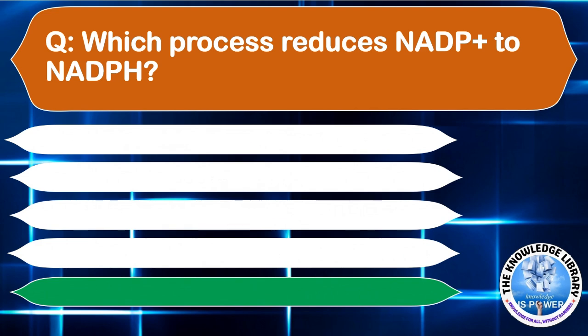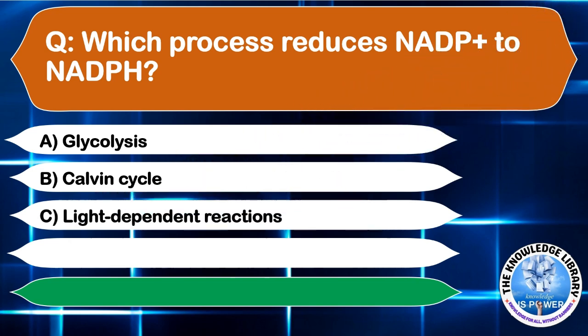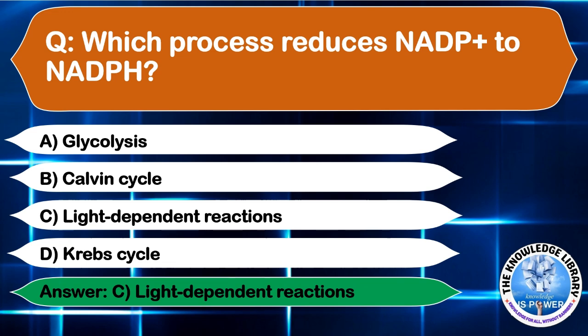Which process reduces NADP+ to NADPH? Option A, glycolysis. Option B, Calvin cycle. Option C, light-dependent reaction. Or option D, Krebs cycle. The correct answer is option C, light-dependent reaction. Moving to the next question.